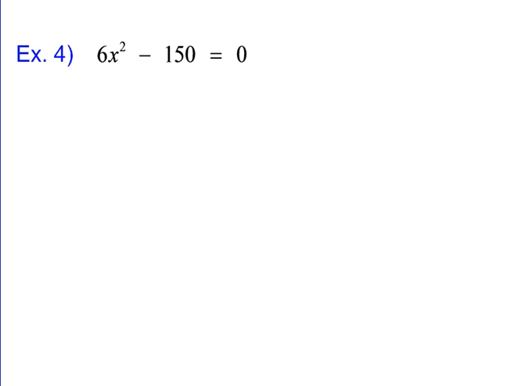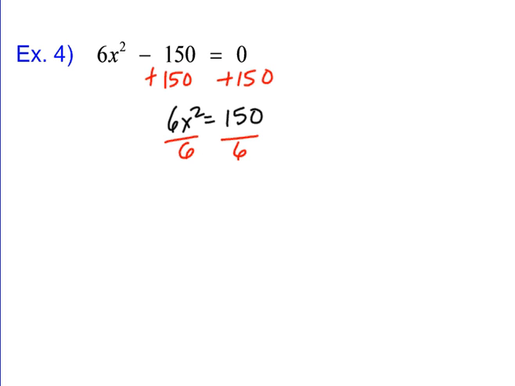And here you can see that the b is definitely missing. 6x squared minus 150 equals 0. So let's first start out by adding 150 to both sides. We do that, we end up with 6x squared equals 150. We're going to divide both sides by 6 and find out that x squared equals 25. Once again, we're going to take the square root of both sides. We do that, and we're going to get our answer of x equals plus or minus 5.